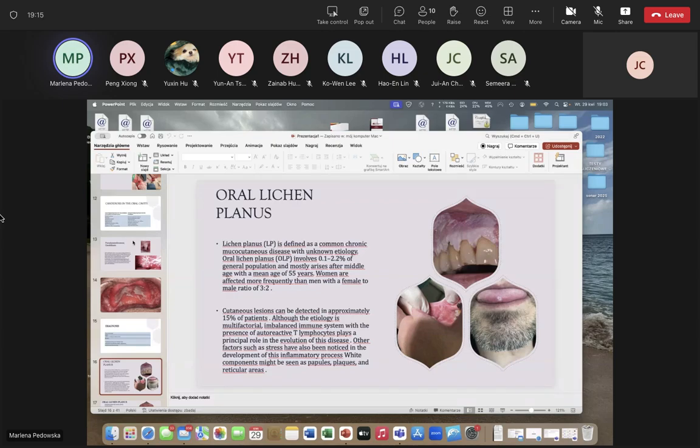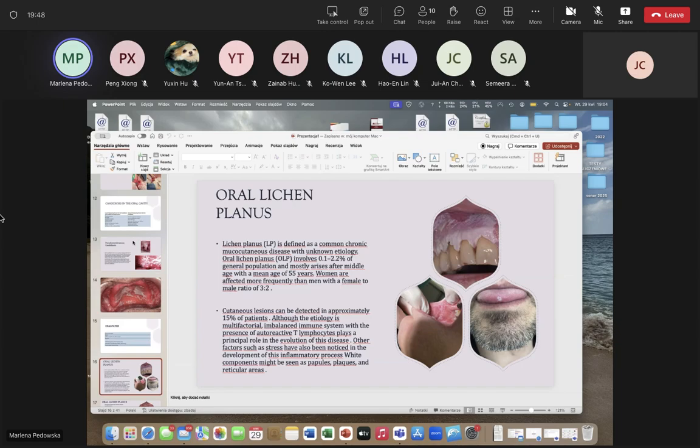Although the etiology is multifactorial, an imbalanced immune system with the presence of autoreactive T lymphocytes plays a principal role in the evolution of the disease. Other factors such as stress have also been noticed in the development of its inflammatory process. White components might be seen as papules, plaques, and also reticular areas. The most common form is the reticular form. It's often mixed with the papular form.